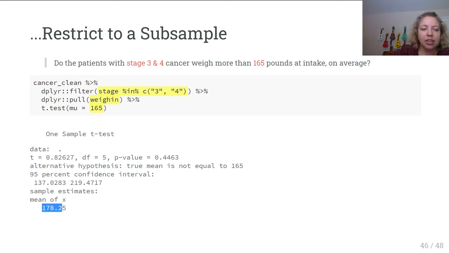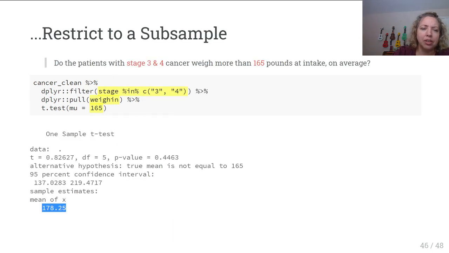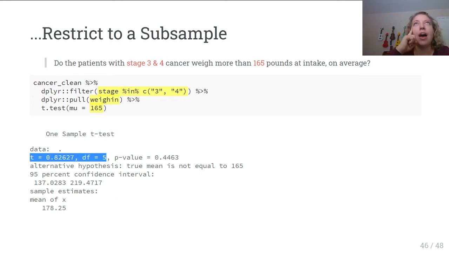Our average here is 178.25. Was that exactly the same? Nope, it's slightly different, but very close. But here's our t-value. Our degrees of freedom are now 5. If the degrees of freedom are 5, how many people are involved in this test? Degrees of freedom are sample size minus 1, so it must have been a sample size of 6. There are only 6 subjects that are in stage 3 or 4.